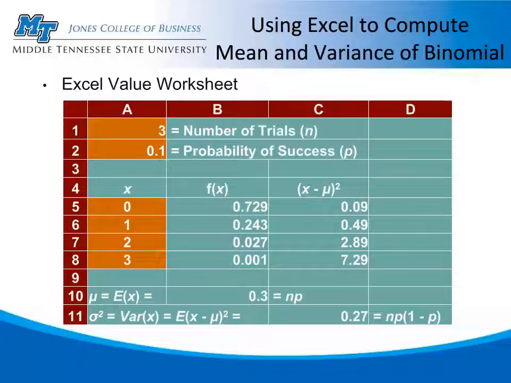Once you get the squares of the deviations from the mean, you can element-wise multiply those numbers times the probabilities and sum them up. So I have the sum product function to do that down in C11. When you take the 0.09 times the 0.729, you take the 0.49 times the 0.243, and so on, add those up, you get the 0.27. Now, it took a while just for me to say all of that. It's much, much faster just to take n times p times 1 minus p to come up with that calculation.